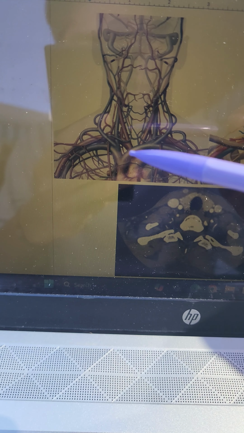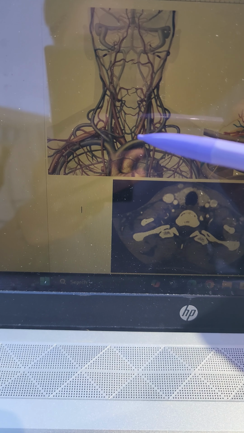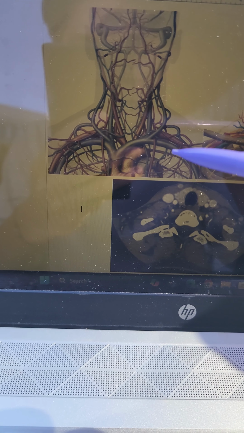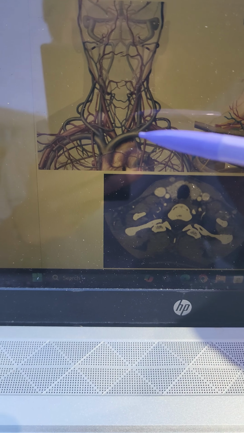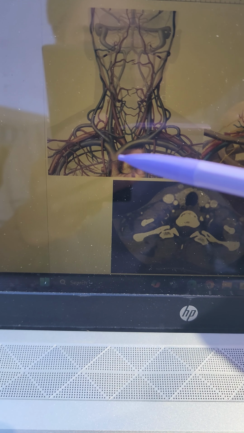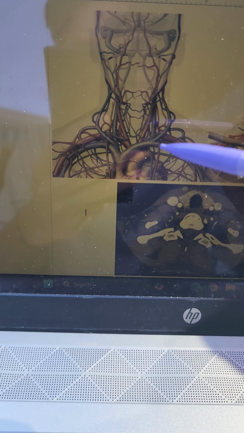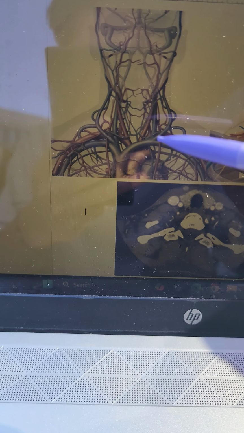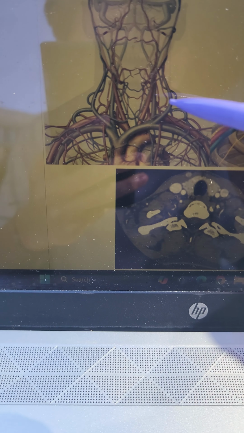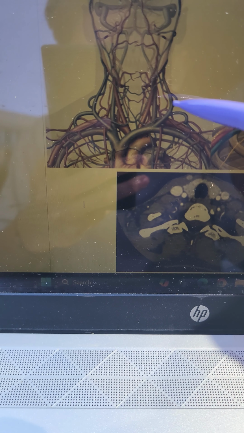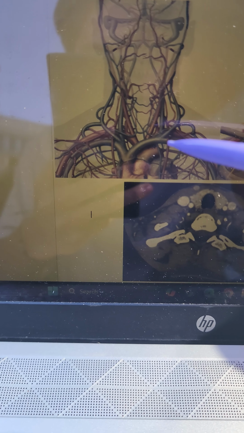From the right we have the brachiocephalic artery, the left common carotid, and the left subclavian artery. Again, these great arteries are posterior to the left subclavian vein. Back to the subclavian vein, we have the internal and external jugular veins coursing superior from the subclavian veins.